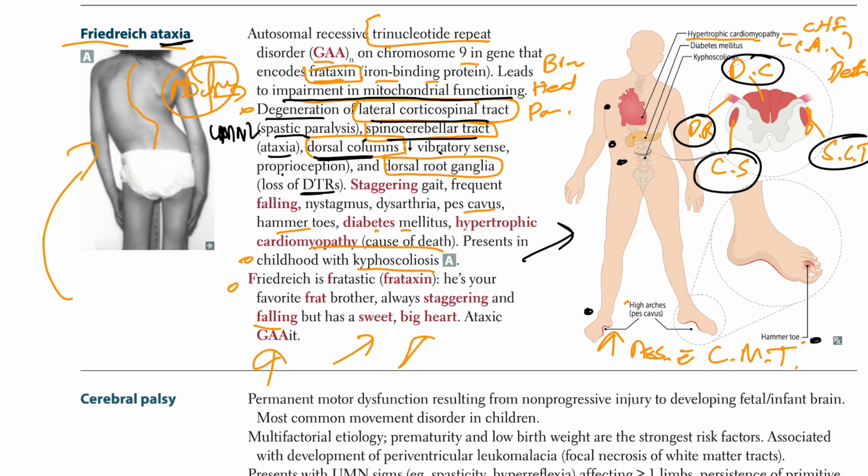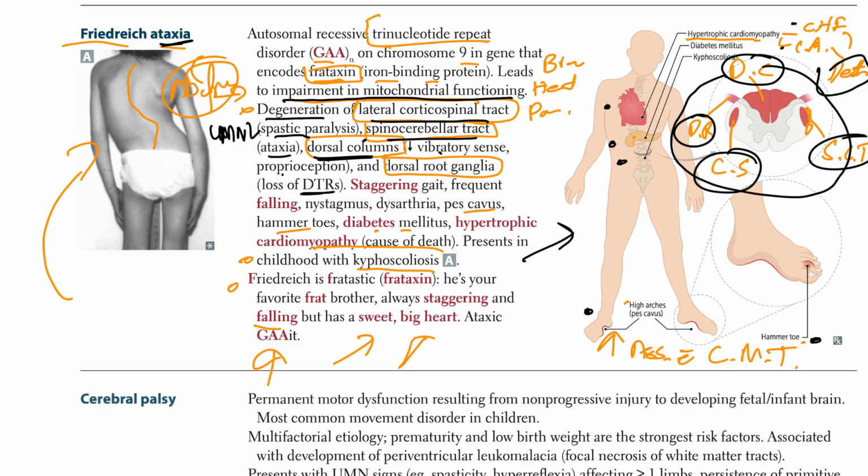Hypertrophic cardiomyopathy is the main cause of death in these patients, and it causes CHF and cardiac arrhythmias, which lead to death. And together with the cord lesions, that's all for Friedreich ataxia.